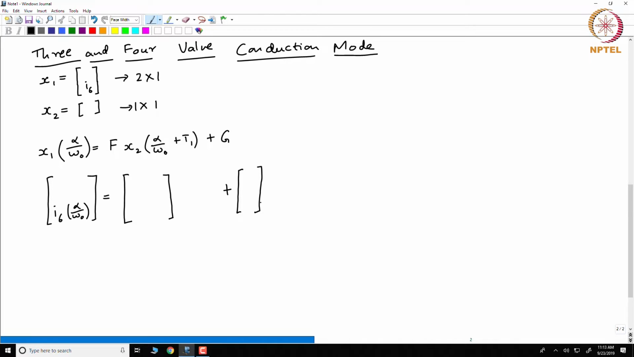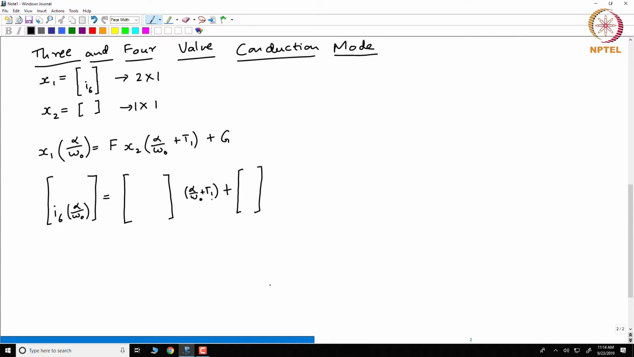Now I have not written X2 because I have still not written X1 completely. The first element of X1 is nothing but X2. Now the question is what can be chosen for X2, which is nothing but the other element of X1 or the first element of X1. Say, if I assume that the quantity that I choose is one of the currents, the first element of x1, then that current is evaluated at alpha by omega O plus T1.